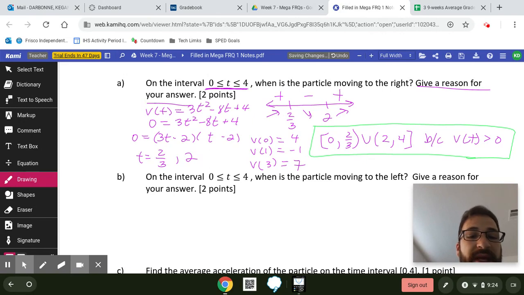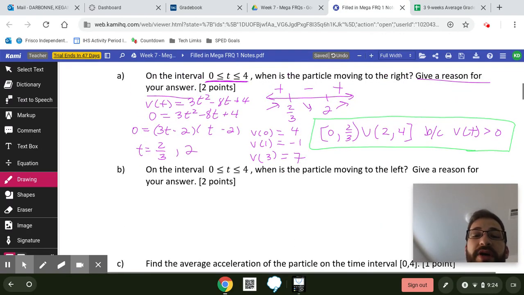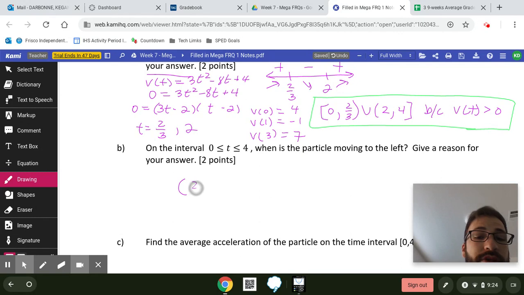All right, part B. On the interval 0 to 4, when is the particle moving to the left? Okay, just the same question, but going the other way. So what's the only interval that's left? 2/3 to 2. So 2/3 to 2. And we still need to justify, so because v of t is less than 0. Same question, just opposite direction.